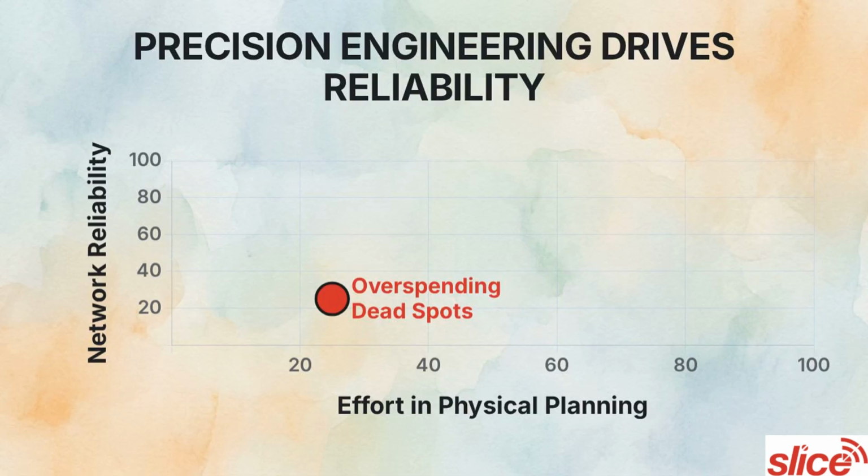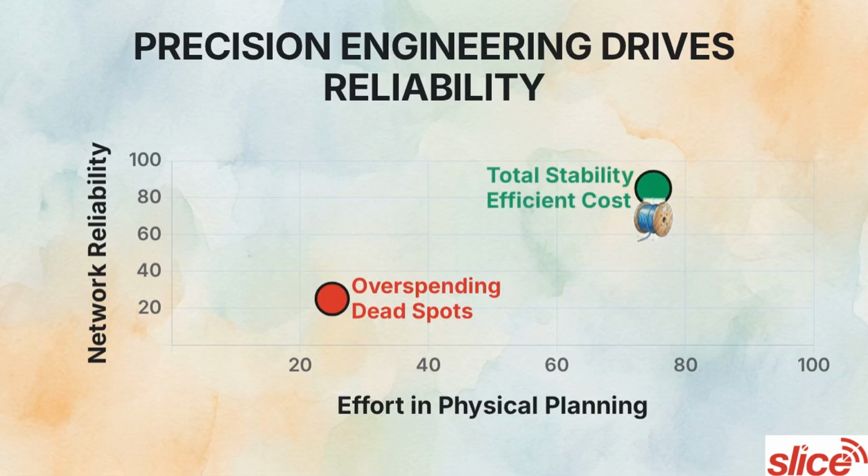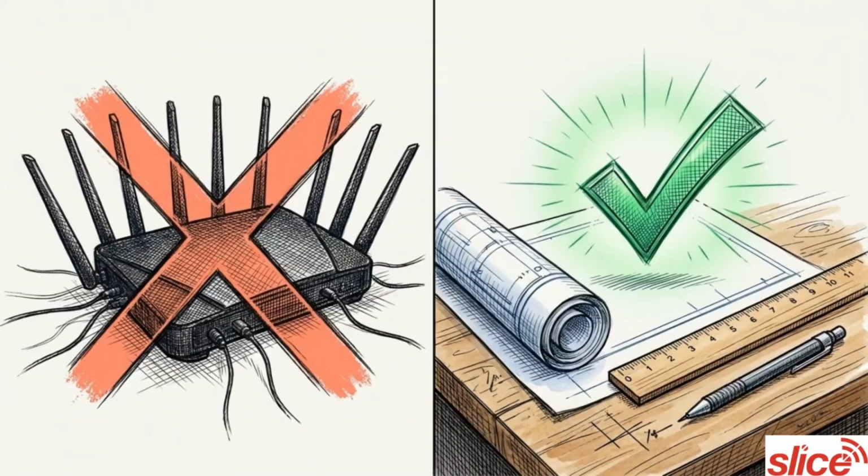Low planning leads to overspending on equipment, while still leaving users with inconsistent connections and dead spots. High planning allows you to concentrate radio frequency energy exactly where the devices live, resulting in total stability with efficient hardware costs. Achieving true enterprise wireless requires moving past the maximum power myth to embrace deliberate network blueprinting.